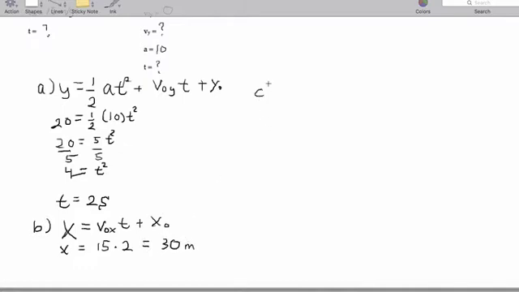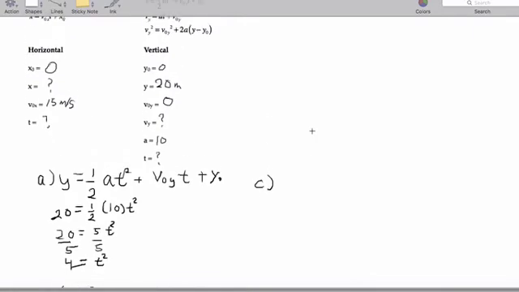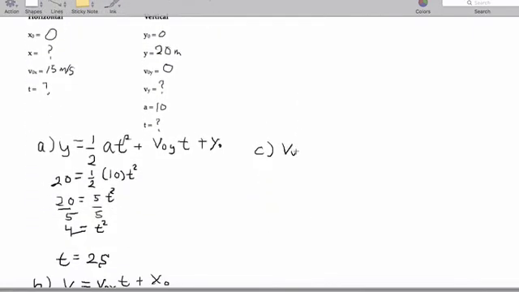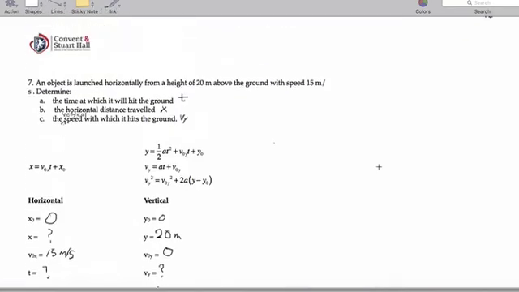And finally, for part C, we want to know the speed with which it hit the ground in the y direction. So that's going to be vy equals at plus vy naught. Let's plug in our numbers. So vy is going to equal 10 times the 2 seconds plus 0. So that's how we're getting 20 meters per second for part C. So that's question number 7.